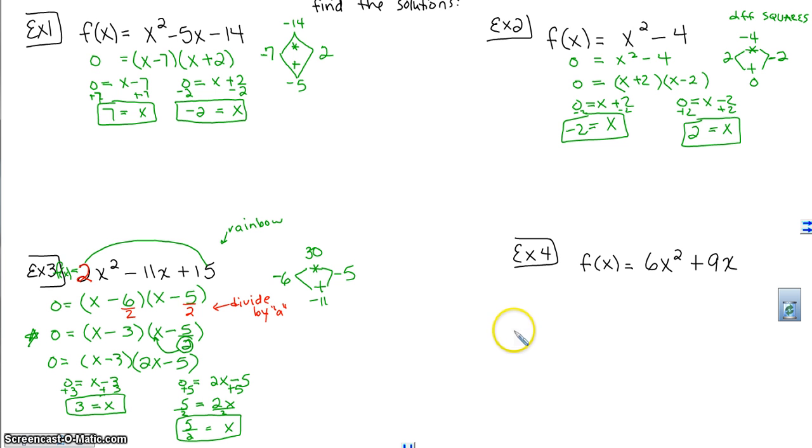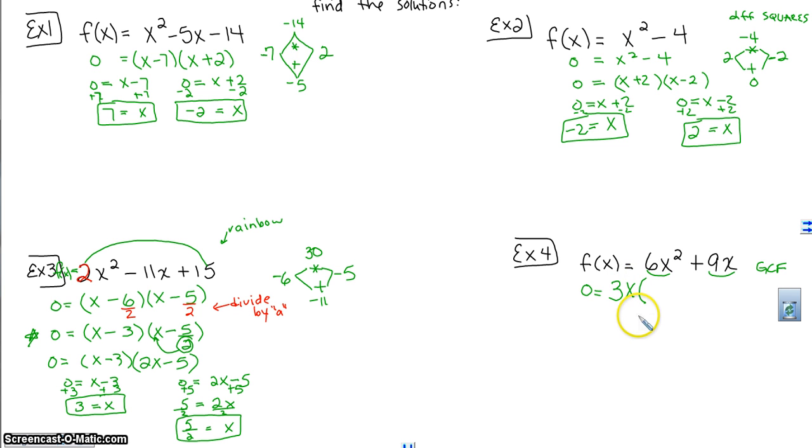All right, example 4. I have 2 terms here, and a is not 1. And as I look at these 2 terms, they have a GCF. So I have to think, what could both terms be divisible by? I'm not going to actually divide it, I'm going to bring that number out. So 6 and 9, I could bring out maybe a 3, both divisible by 3. And x squared and x, I can bring out an x.